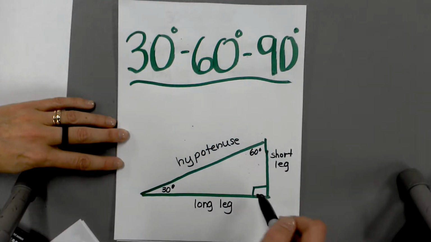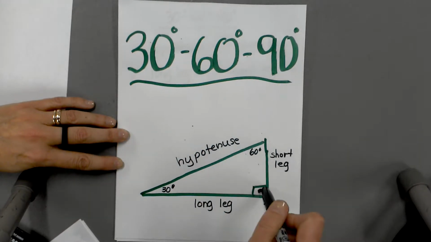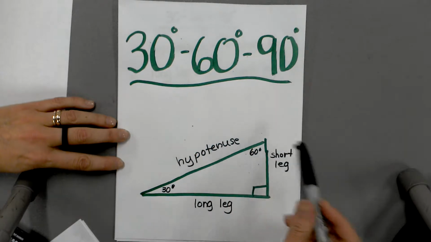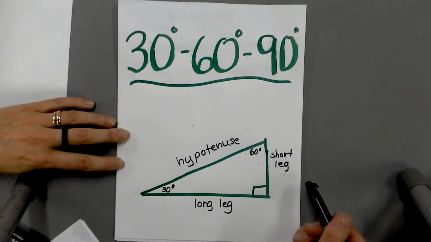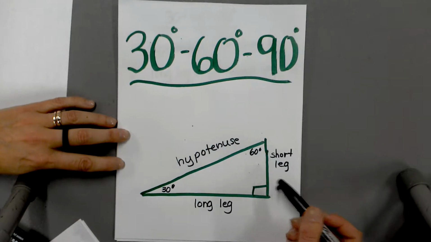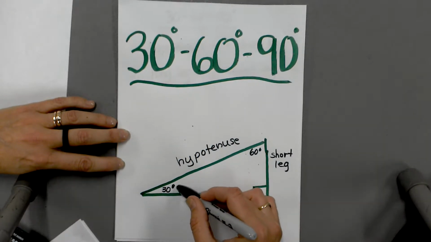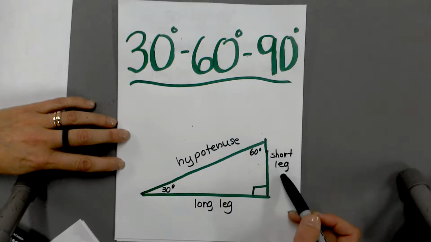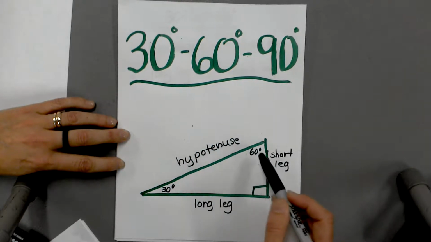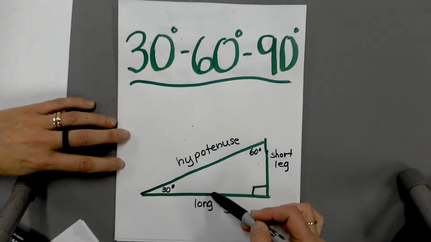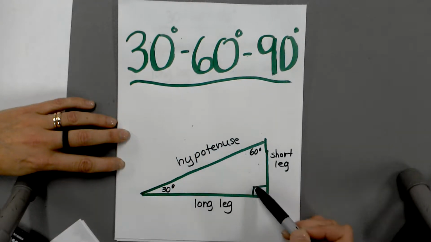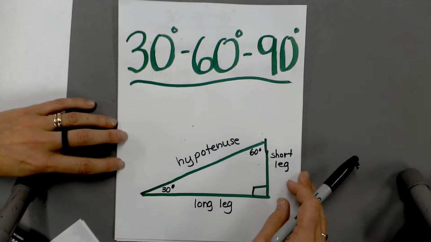So I drew a quick sketch of a 30, 60, 90 right triangle. You notice that all 3 of these sides have different lengths, so in order to name them, we have to find a way to differentiate between them. Opposite the 30-degree angle is always the shortest side, so we're going to call that side the short leg. Opposite the 60-degree angle, we're going to call that one the long leg. And the hypotenuse, of course, is opposite the 90 degrees.